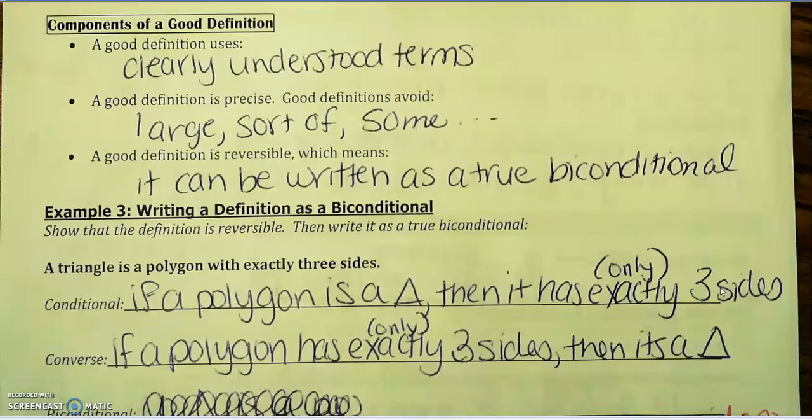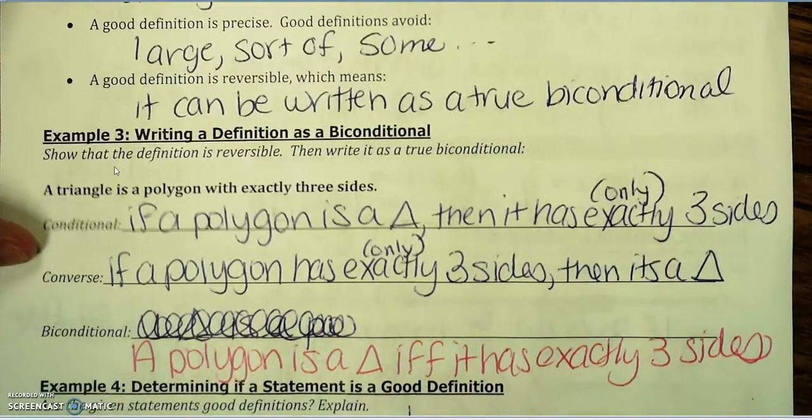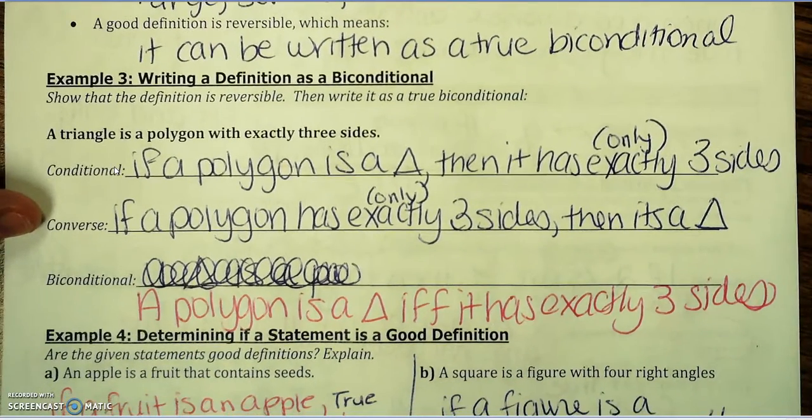Now, the whole idea behind a biconditional is that we can turn it into a good definition. So there are just 3 things you have to have with a good definition. Use clearly understood terms. Make sure it's precise. We're not going to use words that are vague, like large, sort of, some. It has to be very precise. And a good definition is reversible, meaning the conditional and converse are both true, and so it can actually be written as a biconditional. All right, so in example 3, I've got a definition that we are going to show is a good definition by thinking through the conditional, the converse, and then writing it as a biconditional.